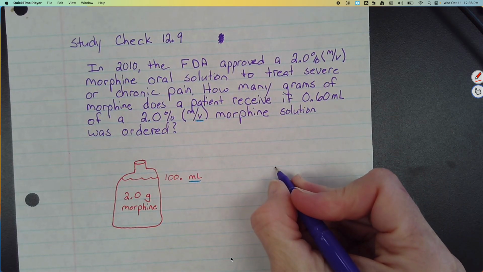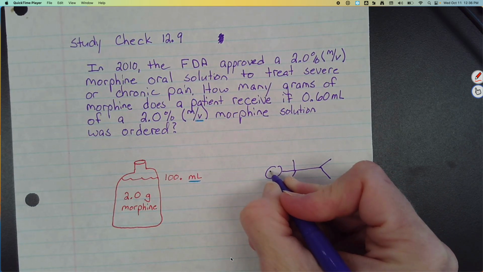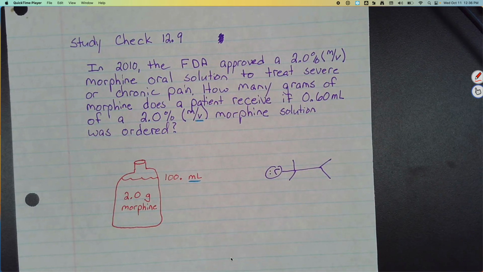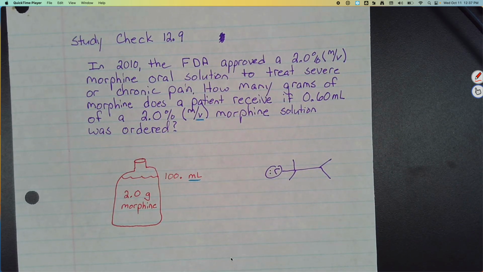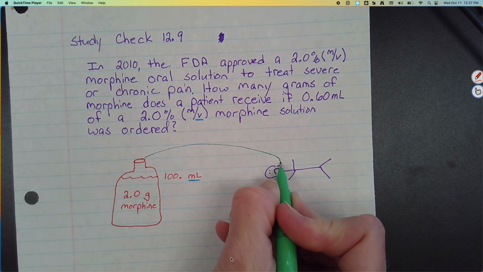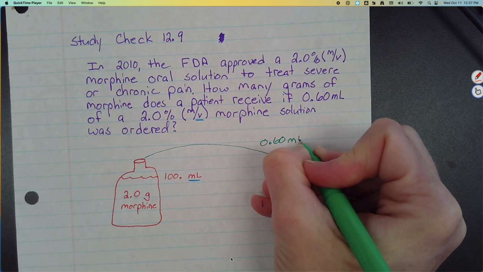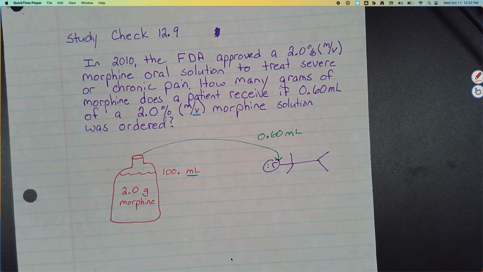And now I have a patient. My patient is unhappy because my patient is having pain. And I'm going to take some of this, not the whole bottle, because the whole bottle is probably way, way, way too much. I'm going to take some of this and I'm going to give it to the sad patient. So I'm going to take out of here into this person's mouth 0.60 milliliters of this stuff to try to make my patient not be in pain any longer.